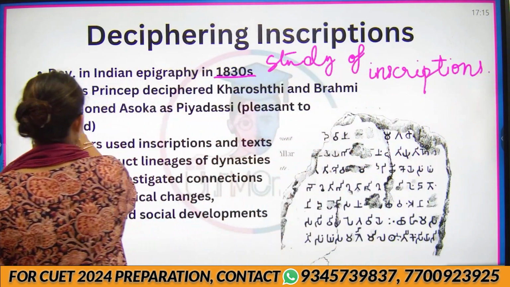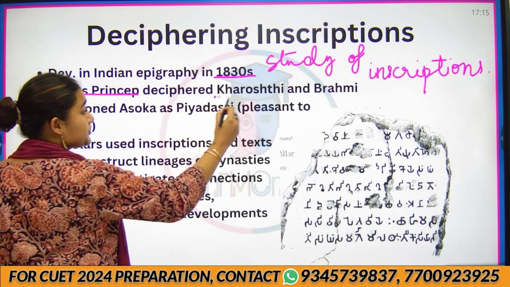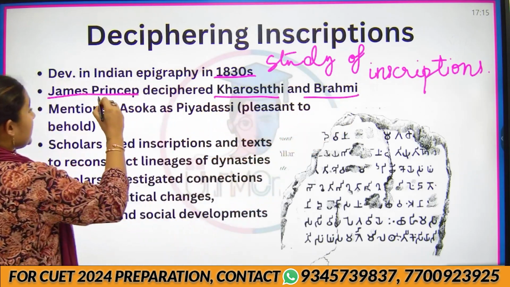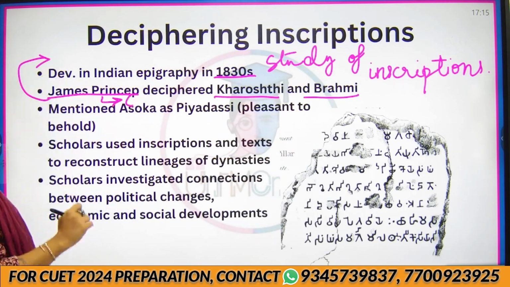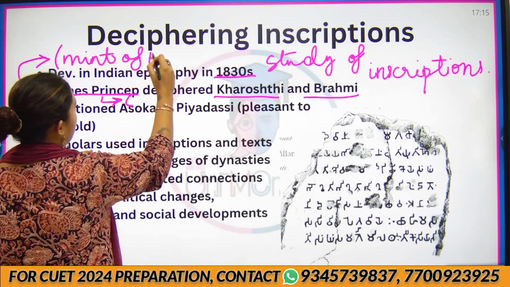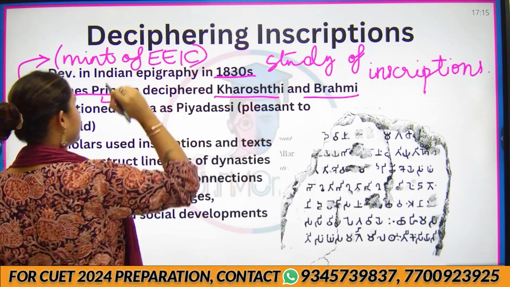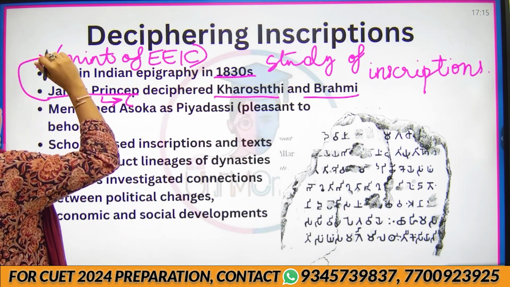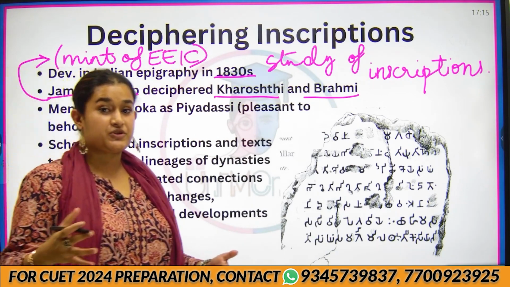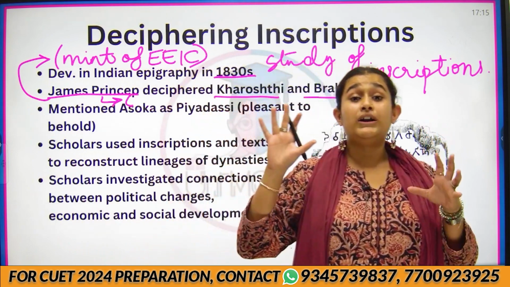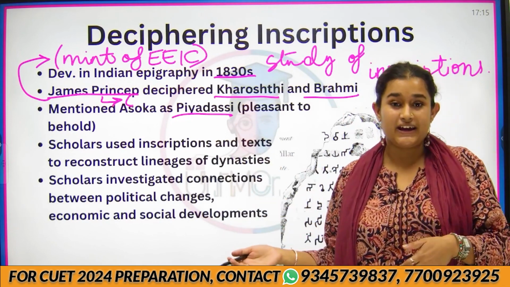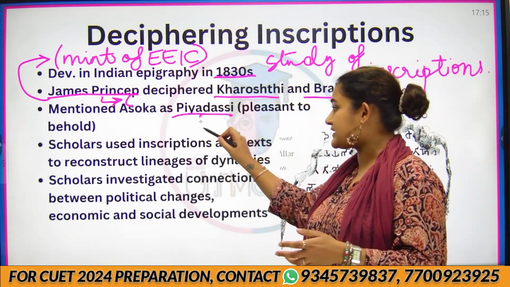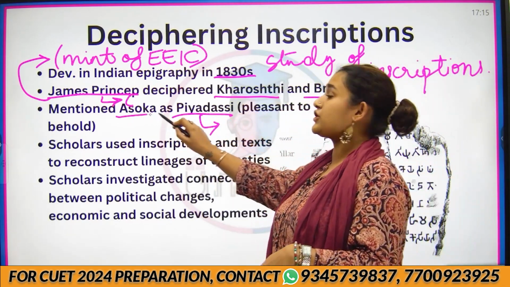Now, James Prinsep deciphered Kharoshti and Brahmi. He was an officer in the mint of the English East India Company. Now, there are certain inscriptions that mention a king titled Piyadasi. Alright? Now, from Buddhist texts, we know that by Piyadasi, they meant the king Ashoka.